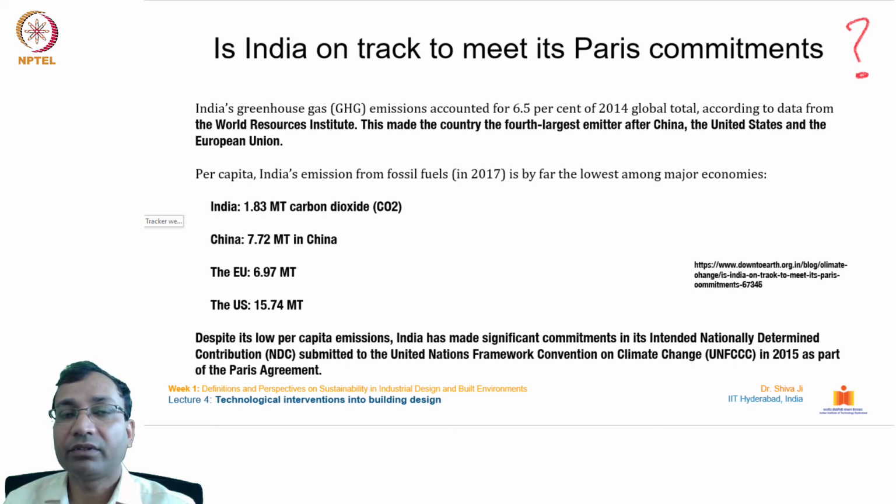Per capita, India's emissions from fossil fuels in 2017 are by far the lowest among the major economies. You can see the numbers over here. India has 1.83 metric tons of carbon dioxide, China has 7.72, the EU has 6.97, and the United States has 15.74. Despite its low per capita emission, India has made significant commitments in its intended nationally determined contribution submitted to the United Nations Framework Convention on Climate Change (UNFCCC) in 2015 as part of the Paris Agreement. So you can see over here, even though India is not one of the bigger emitters, India has still shown and given its resolve to fight the crisis of global warming and its impact on the planet.